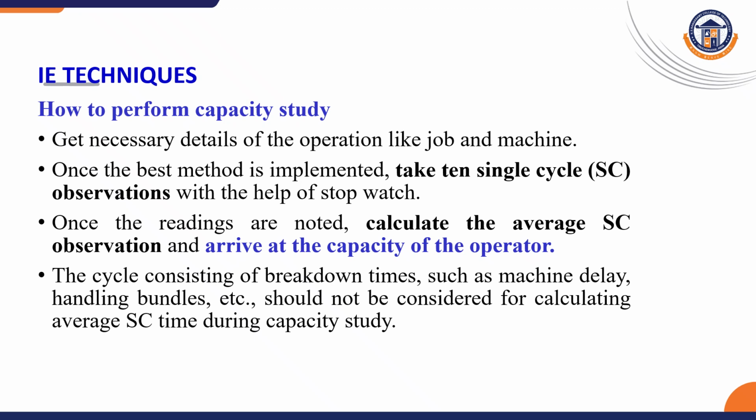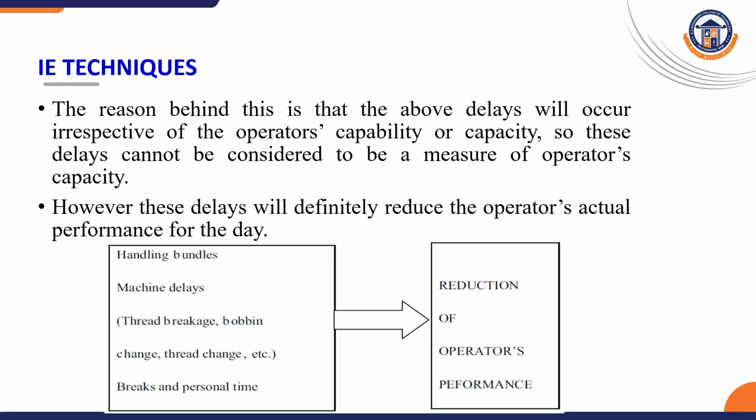The cycle consisting of breakdown times such as machine delay, handling bundles, etc., should not be considered for calculating average SAM time during capacity study. We discussed this very clearly in time study. That is, we have a rating factor, the speed of working of an operator, and then allowances. So these things should not be taken into account. Another thing, the reason behind the above delays is that they occur irrespective of the operator's capability or capacity. So these delays cannot be considered as a measure of the operator's capacity.